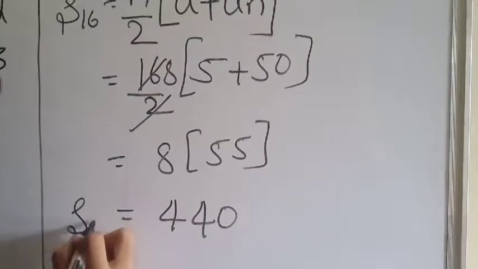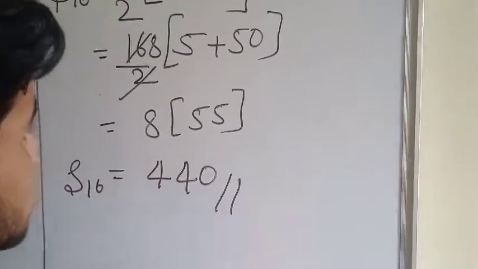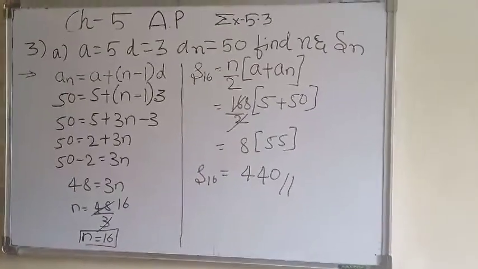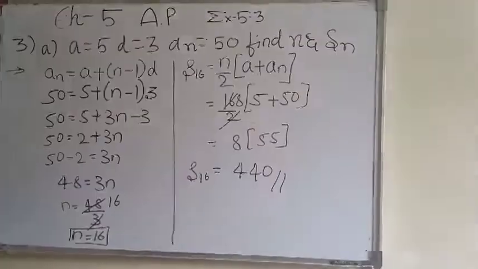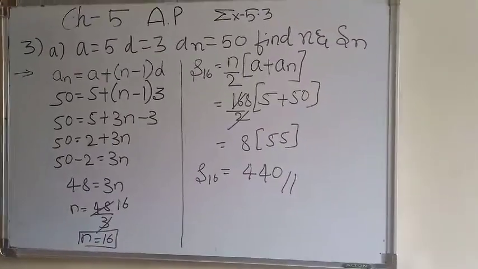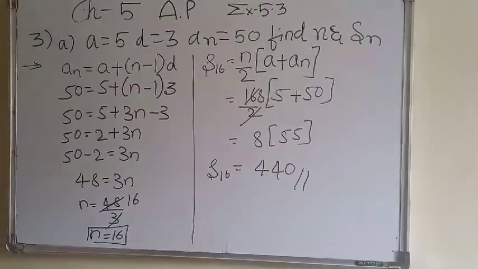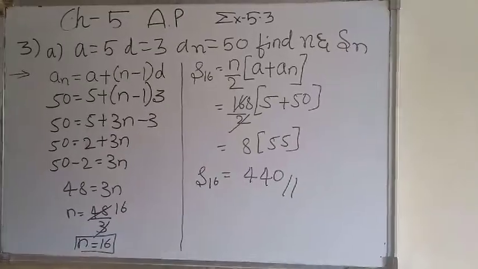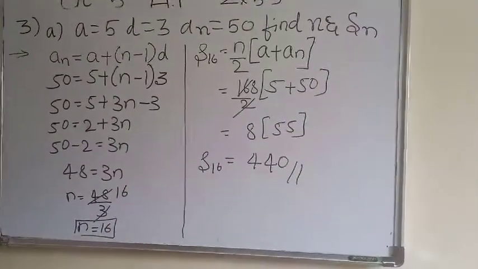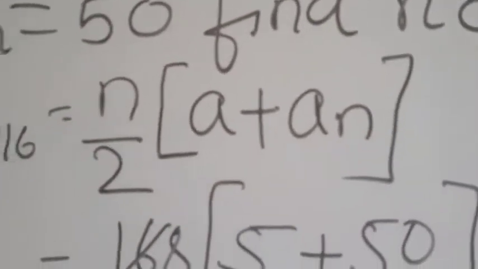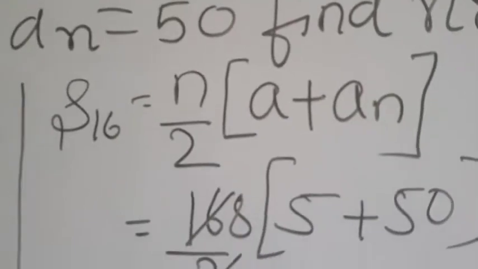55 into 8 is 440. Yes, S16 equals 440. Again, you just go through the problem. First, we calculated the value of n. Then we substituted the value of n in Sn. Why did we apply n by 2 into a plus an? Because they are given the value of an. If an is given, you use this formula. If an is given, use this formula.